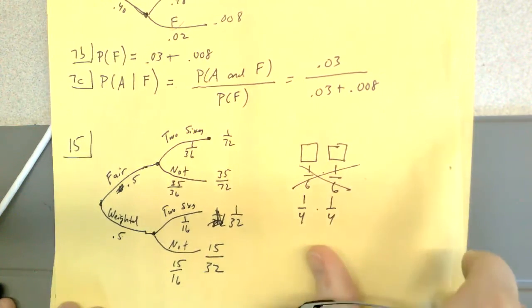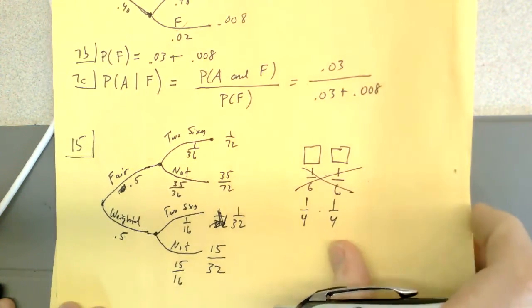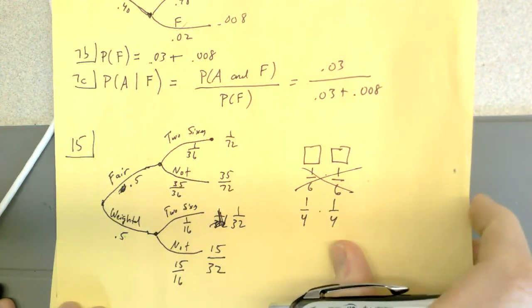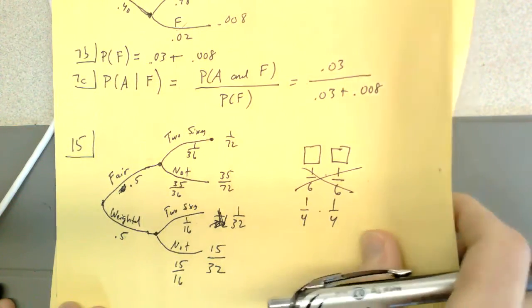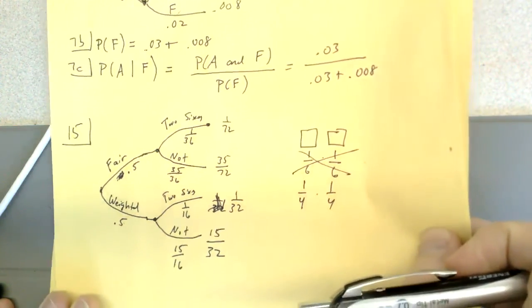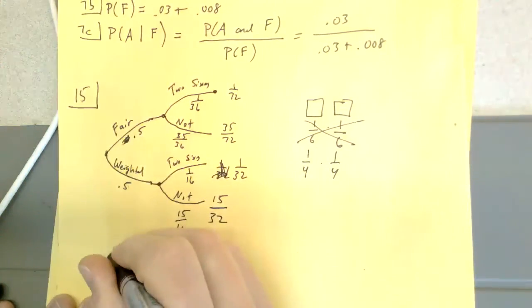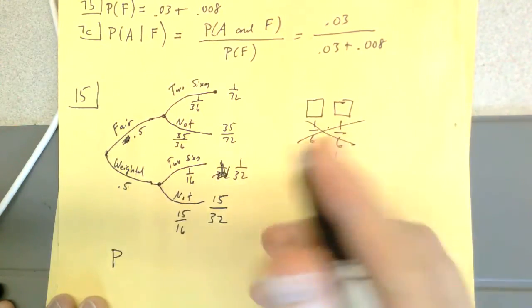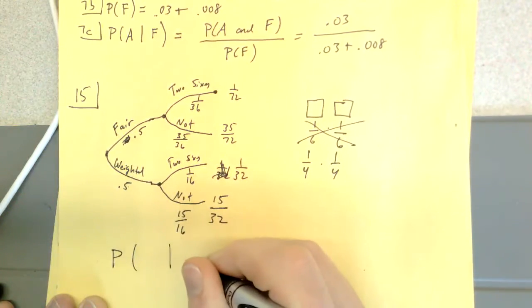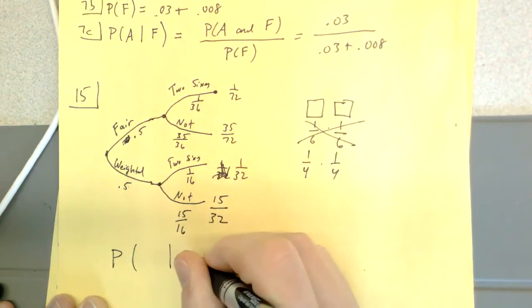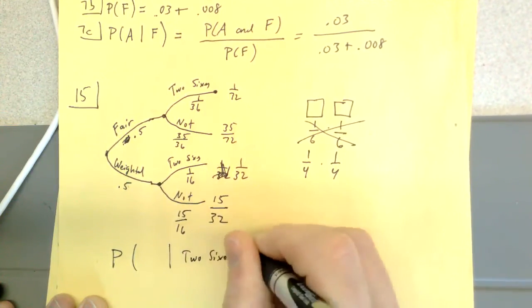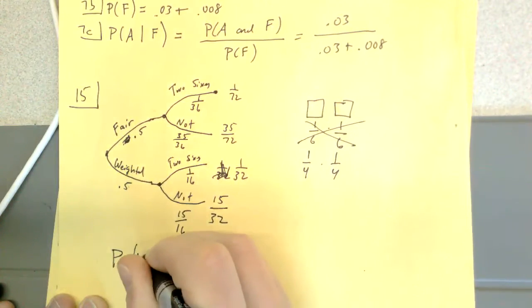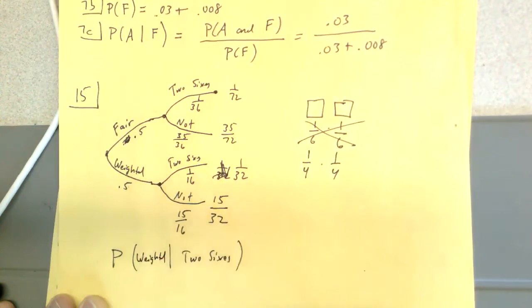Now, to answer the question, they say, if you randomly choose one pair of dice, roll them and obtain 2 6s, what's the probability that you rolled the weighted dice? So it's really saying, given the fact that you got 2 6s, what's the probability that you had the weighted pair? So the given fact is that you got 2 6s, okay? And you want to know, given that fact, what's the probability that you got the weighted dice? So that's a backwards conditional problem.